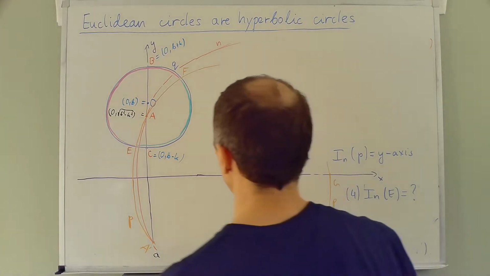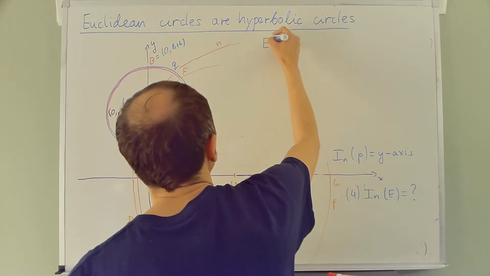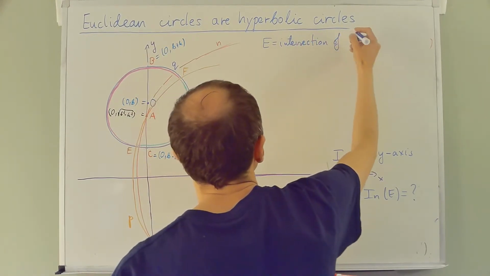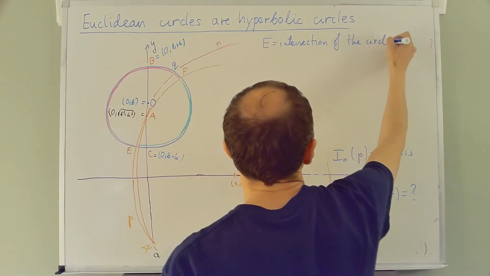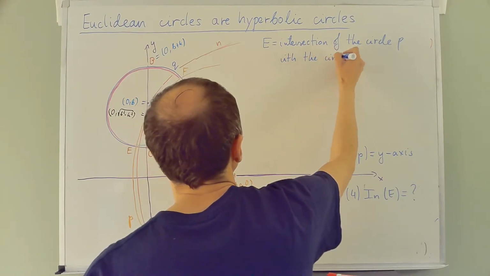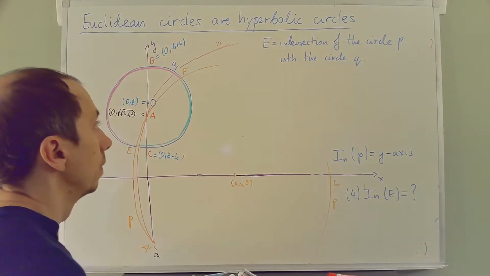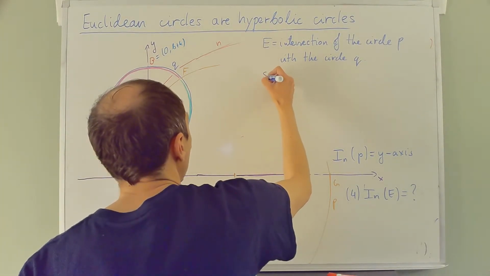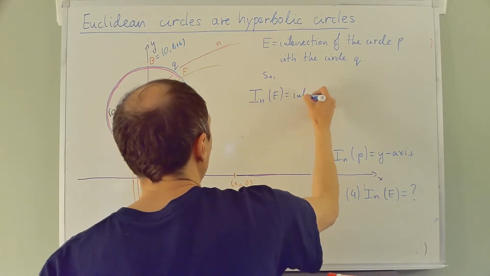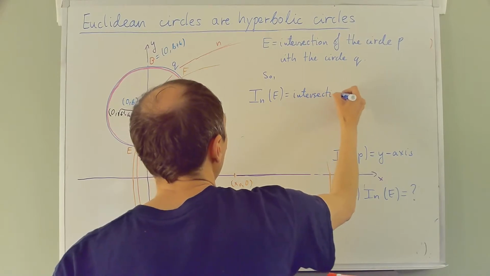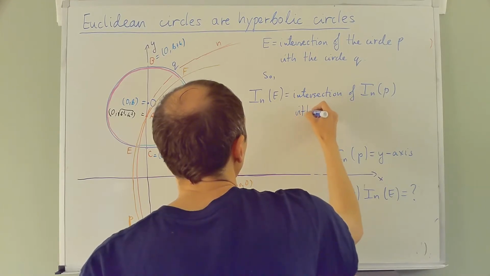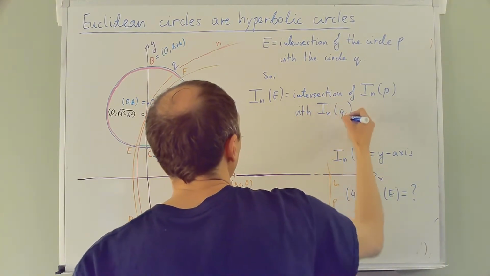So let's characterize the point E a little. So E is the intersection of the circle P with the circle Q. So its image should be the intersection of the image of P with the image of Q.